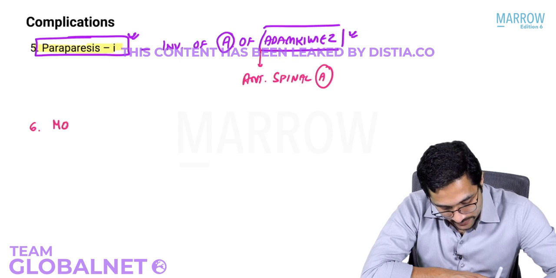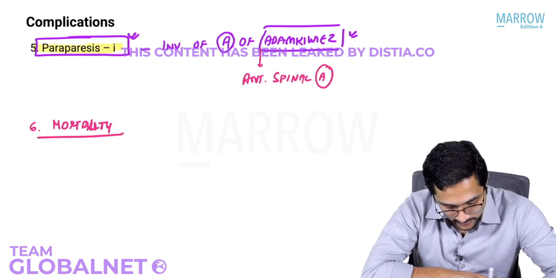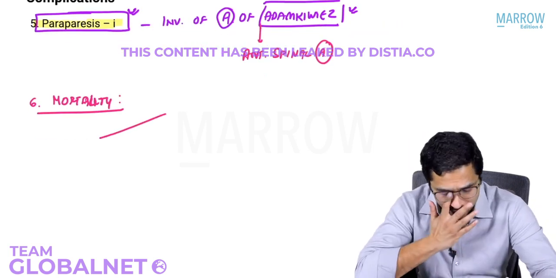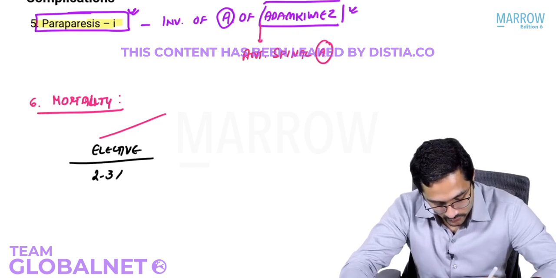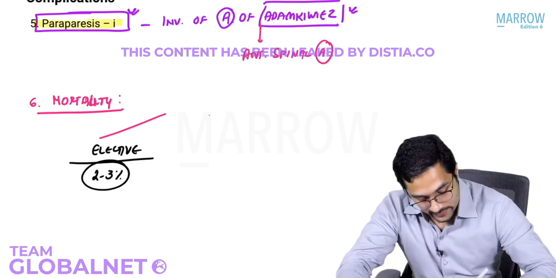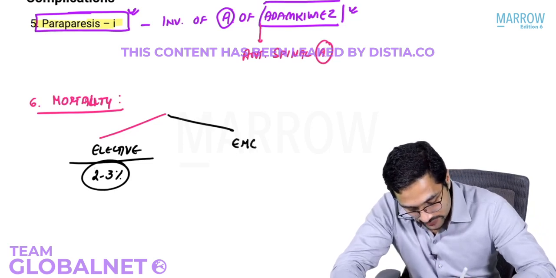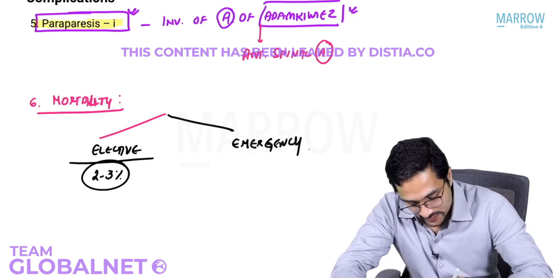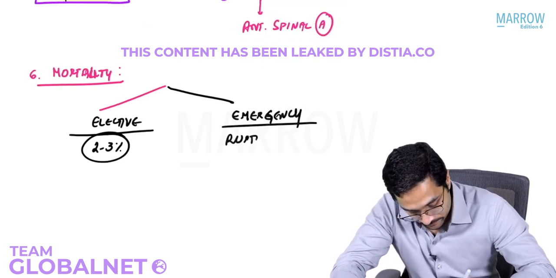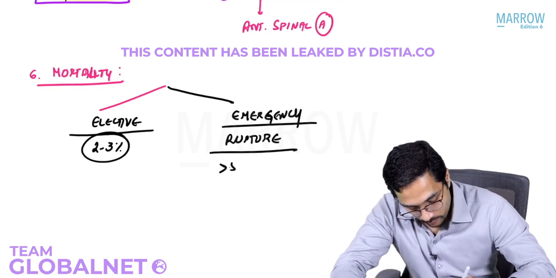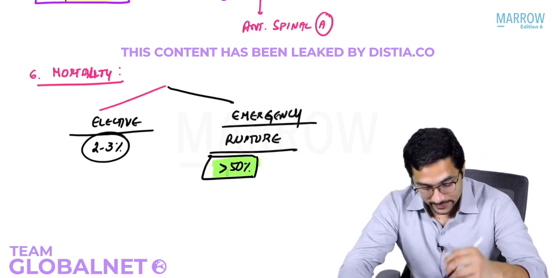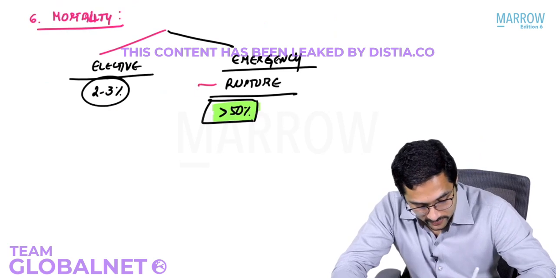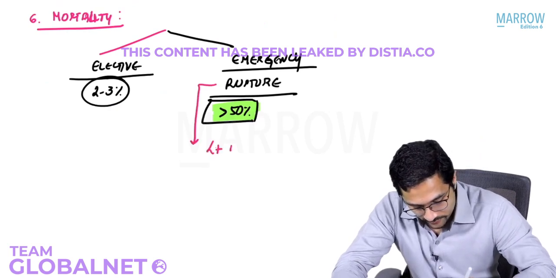There can be mortality also following abdominal aortic aneurysm surgery. If it is an elective repair, then 2 to 3% is the elective mortality risk. But if it is an emergency repair, which would usually be done when there is a rupture, then in these patients, there is more than 50% mortality rate. This question has also been asked twice in the AIIMS exam. Now, if we talk about a ruptured aortic aneurysm, this rupture will usually occur in the left retroperitoneum.